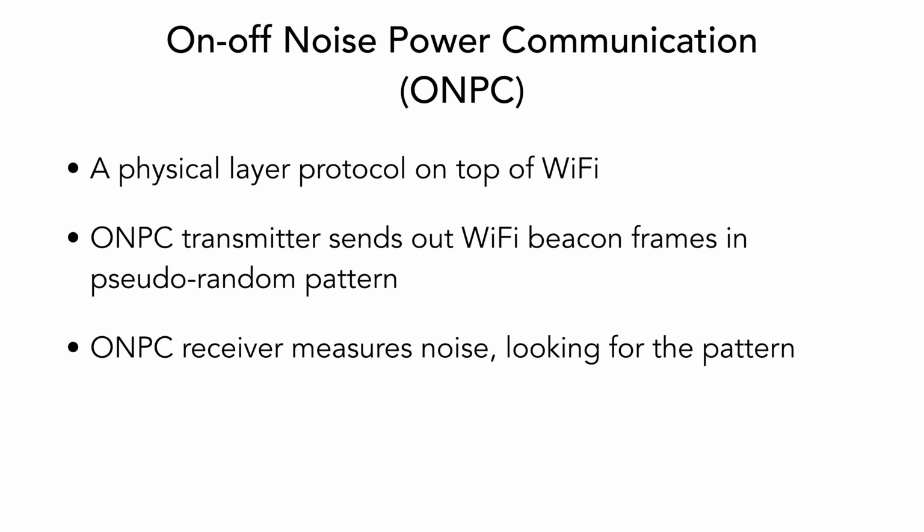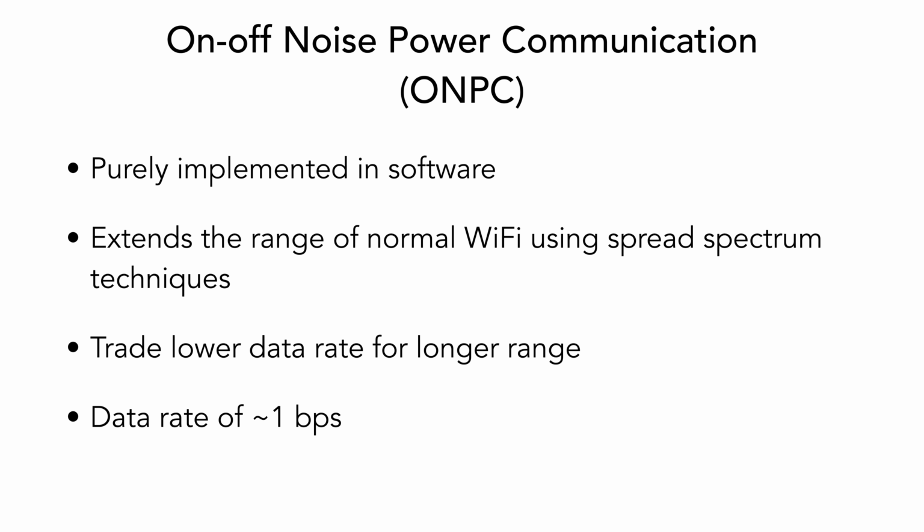So we send out beacon frames in a pseudo-random pattern. And what this ONPC receiver does is it measures the noise looking for that pattern. So it knows what pattern it should be expecting, the pseudo-random pattern, and it looks for that pattern in the noise. But the really great thing about ONPC is it's implemented purely in software. This is done all in the user space. No firmware had to change as a result of this, and we're able to extend the range of Wi-Fi using spread spectrum techniques.